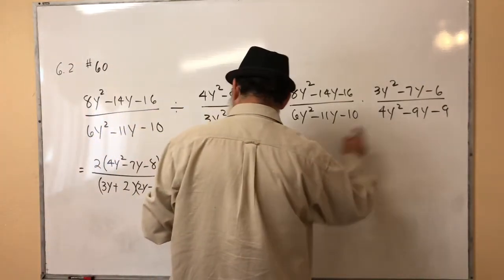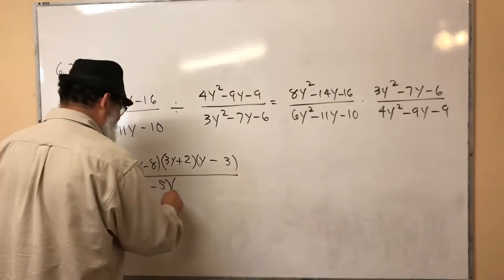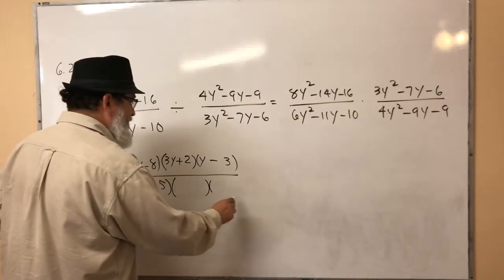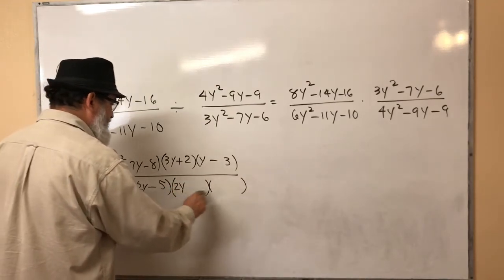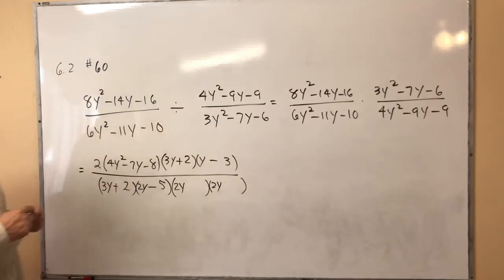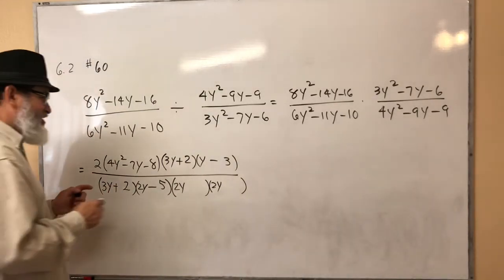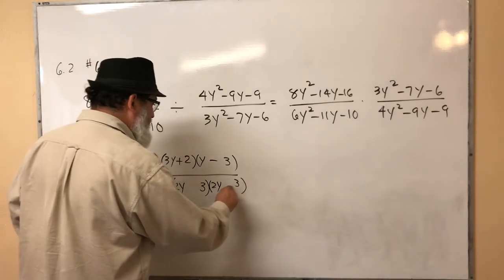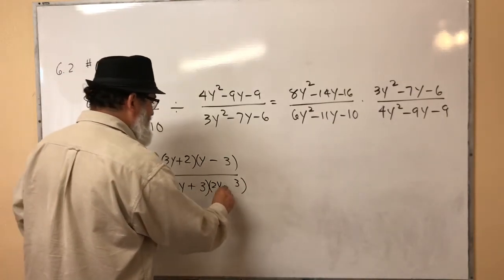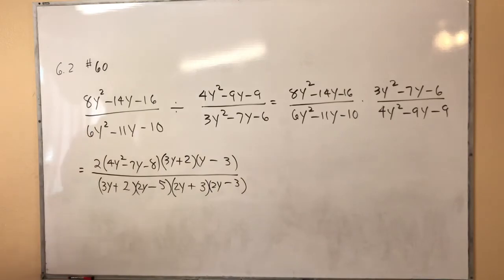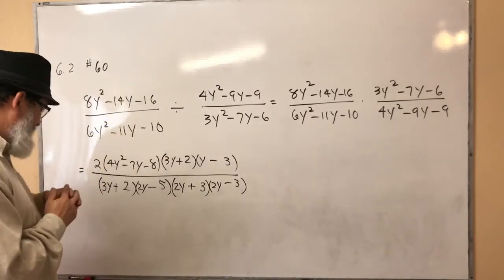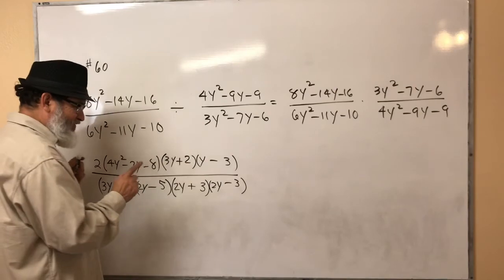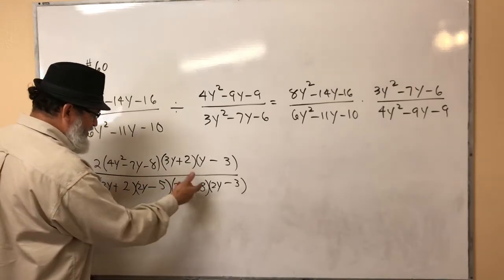How about this one? Shall I try 2y times 2y? And shall I try 3 times 3 and plus and minus? Do you think that's going to work? Maybe not. That's not going to work. But you know what? If this doesn't work, if you change them, this is not going to work.